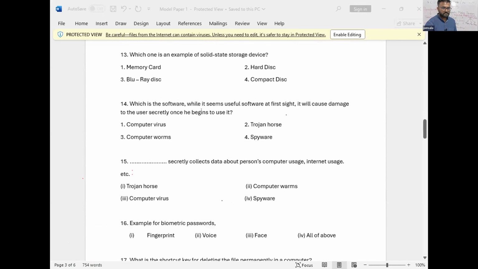Then let's go to the 13th question. Now I have described the storage devices, the categories and the examples. So now you should give the answer. What is the answer for the 13th one? Which one is an example of a solid storage device? What is an example of a solid storage device? Put your answers.